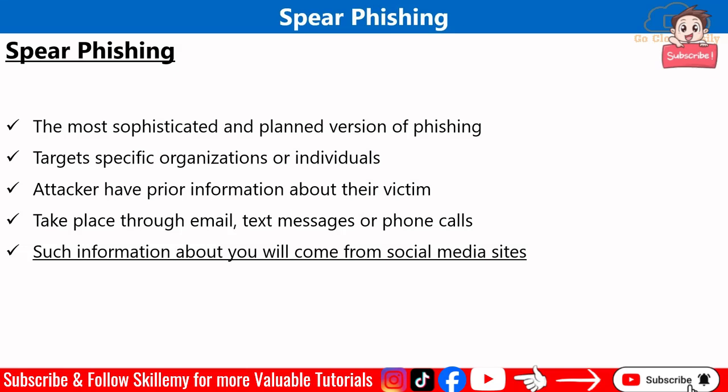Like for example, they will start the mail with your name, or sometimes they will tell you the last three characters of your account number, or the last three numbers of your phone number, right? So they will be sharing some type of information which belongs to you only, and that is their main trapping point.